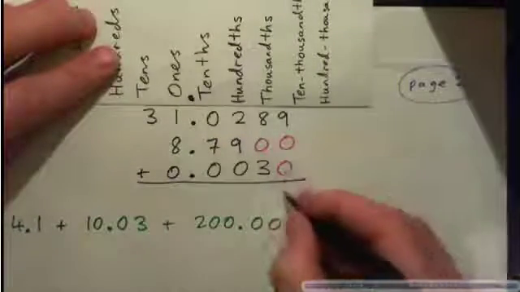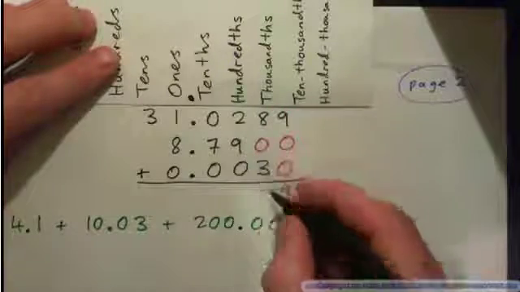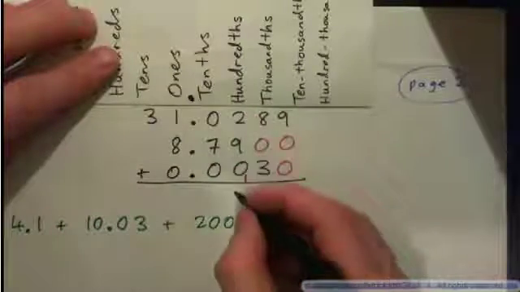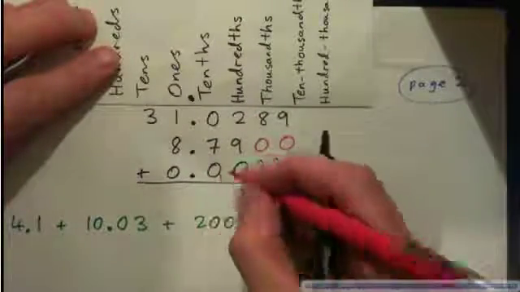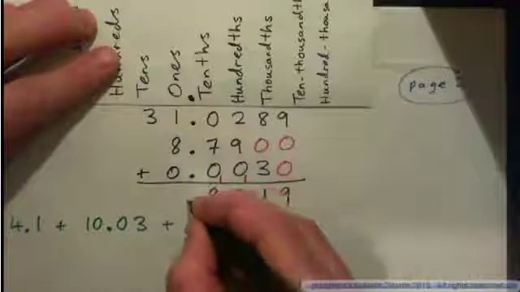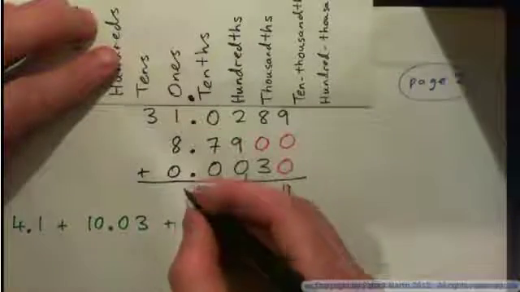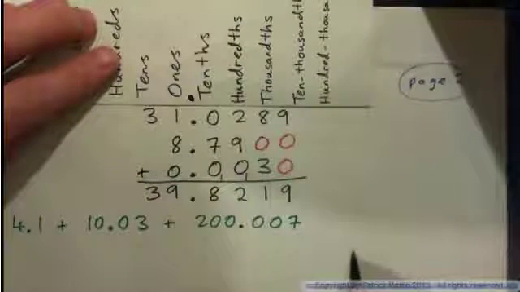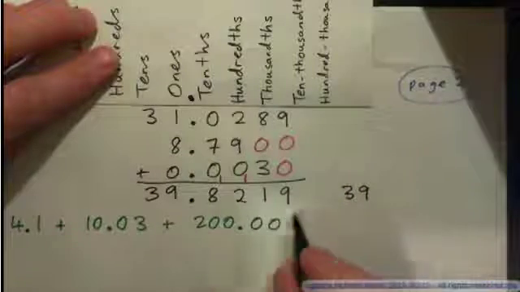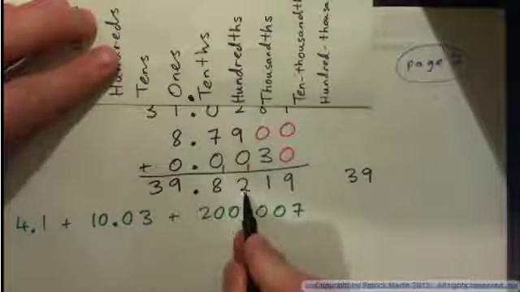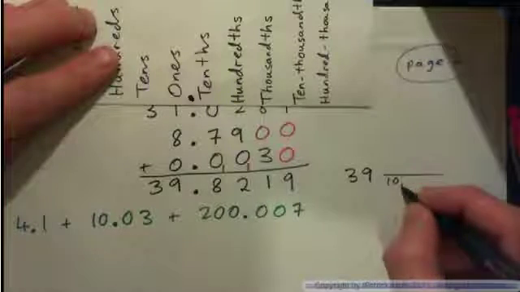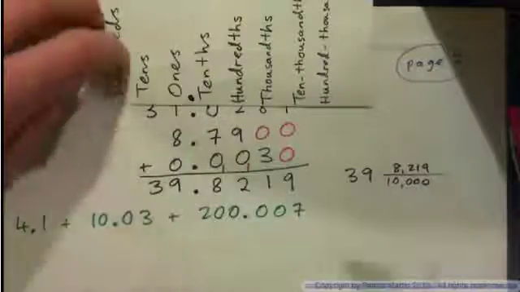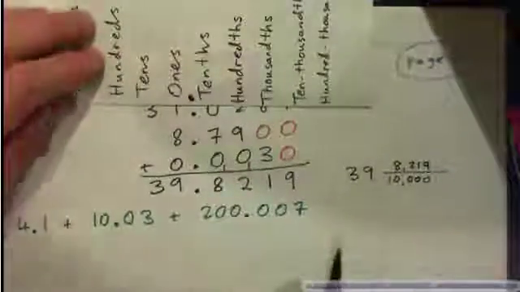So 900, that gives us 9. 80 and 3 is 11. Carry the 1, right? 1 and 9 is 10, and 2 is 12. Carry the 1. 1 and 7 is 8. Put down the decimal point. 1 and 8 and 0 is 9, and then we have 3. So 39.8219. And just for fun, that is 39, and this is tenths, hundredths, thousandths, 10,000ths, over 10,000. 8,219 10,000ths. So we'll just write out some of these for fun, just for practice, okay, so we remember.